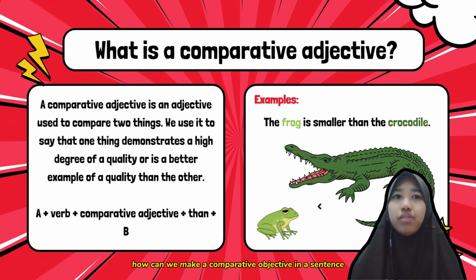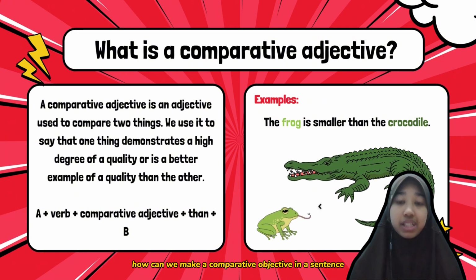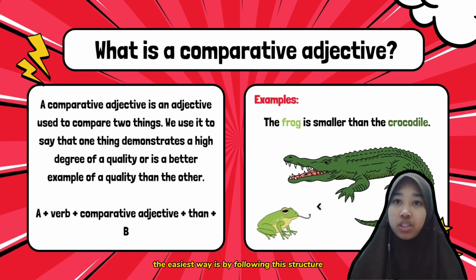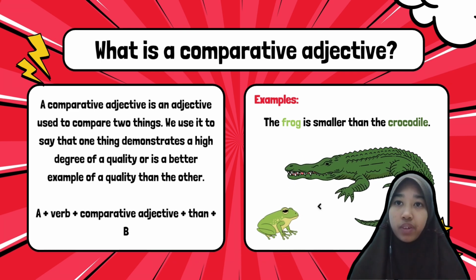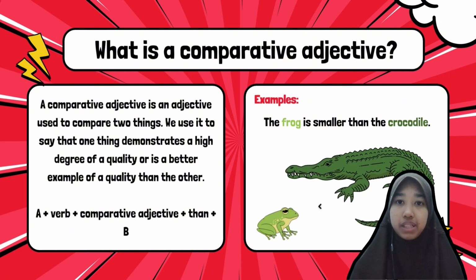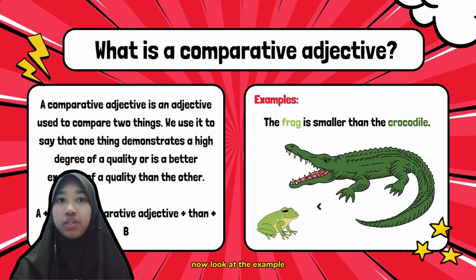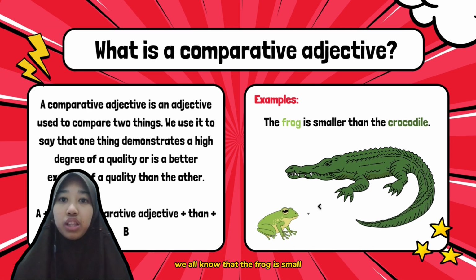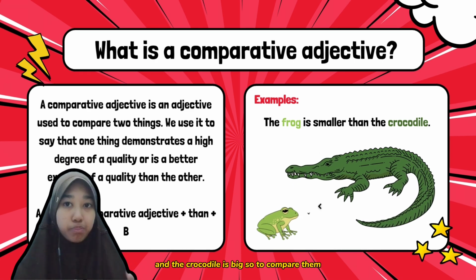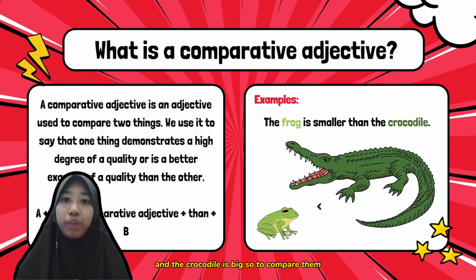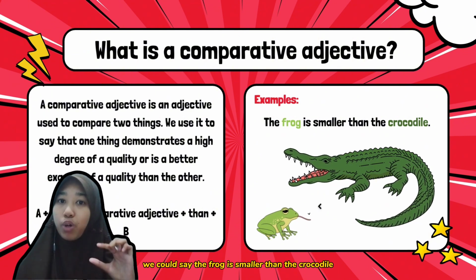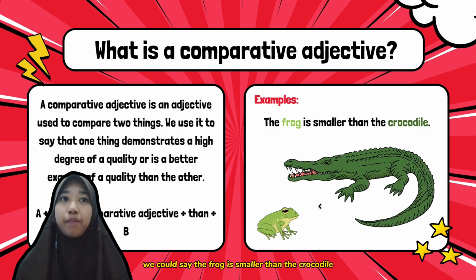And then, how can we make a comparative adjective in a sentence? The easiest way is by following this structure. A plus verb plus comparative adjective plus then plus be. Now, look at the example. We all know that the frog is small and the crocodile is big. So, to compare them, we could say the frog is smaller than the crocodile.